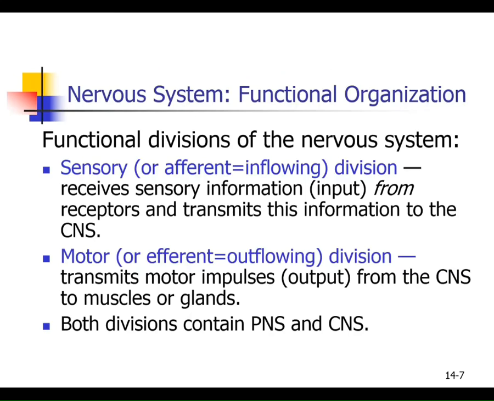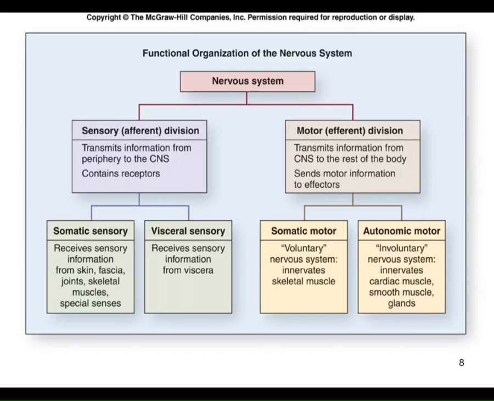Now, when we look at this more carefully, we're going to see that the sensory and the motor divisions are going to utilize parts of the peripheral and parts of the central nervous system. This table is really nice. It's just really straightforward. It helps us to figure this out. So we've got the overall nervous system on the top.